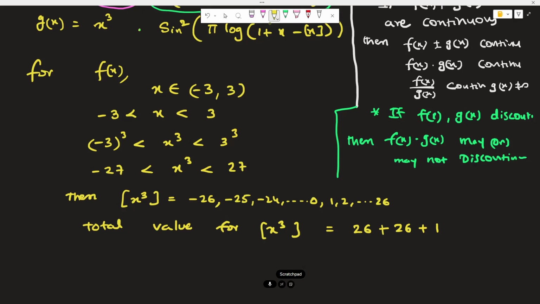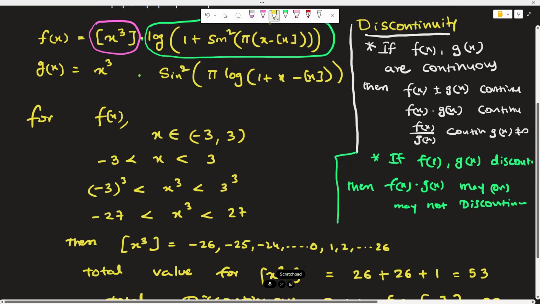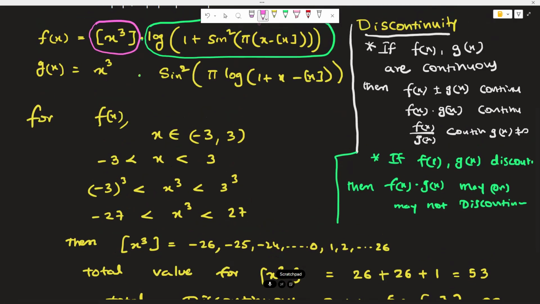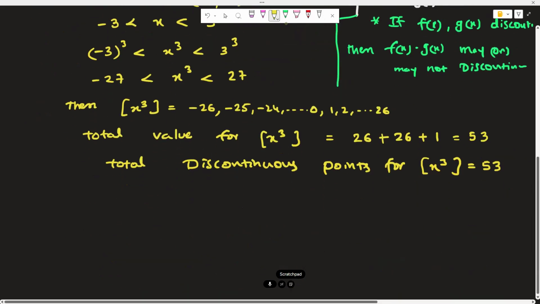So that's why I added 1 to this. Then it is 52 plus 1, 53. So total discontinuous points for step x cube is equal to 53. Clear? And out of all these values, if you check this function, x minus step x.